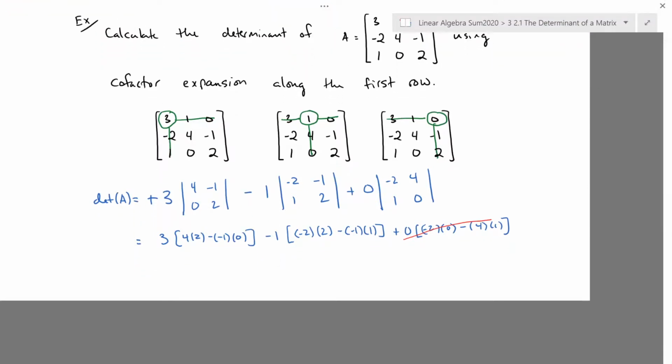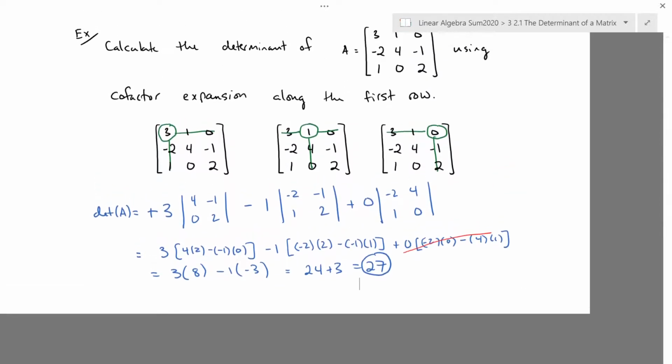And then now let's calculate this. This is 8 minus 0, so that's just 8. And minus 1 times, what is this? -4 minus a -1. So -4 plus 1 is -3. So I get 24, and then minus becomes what? 24 plus 3 is equal to 27. Okay, so we calculated that the determinant of this matrix is 27. So this is the cofactor expansion.